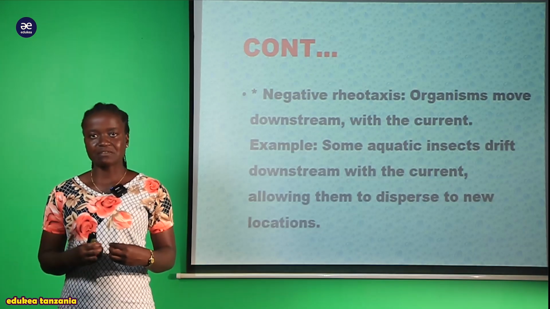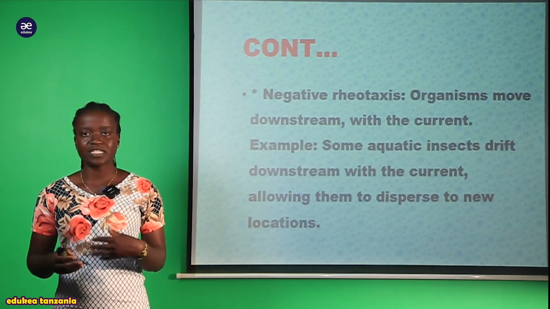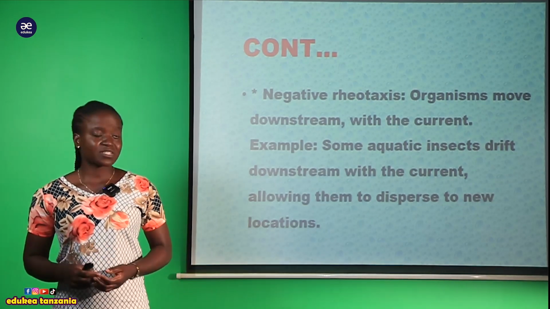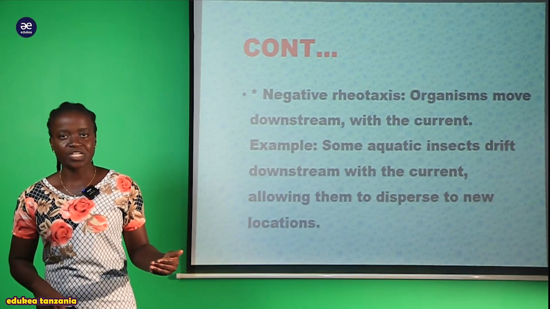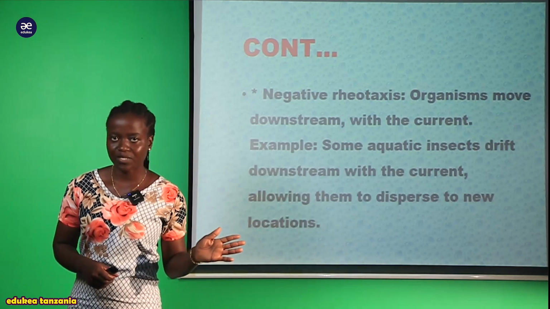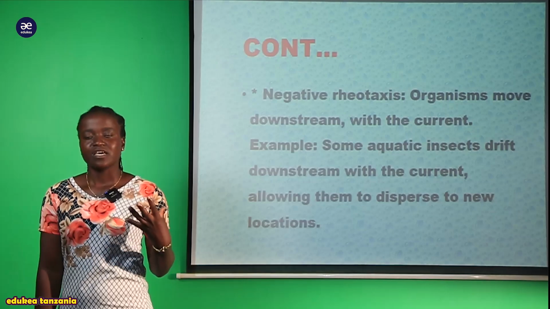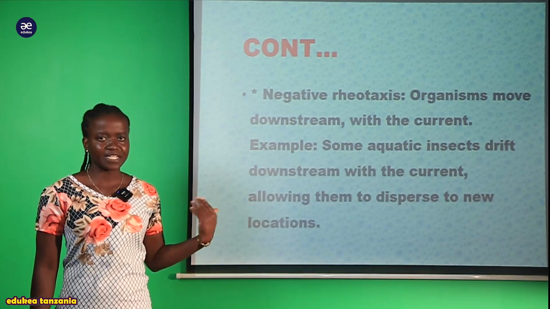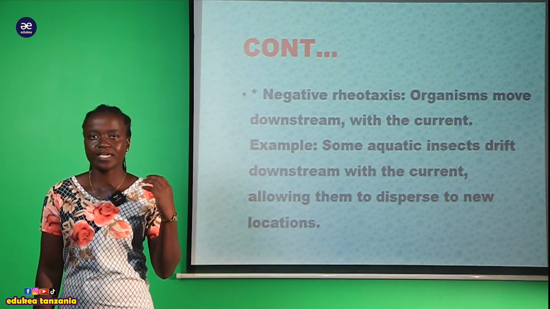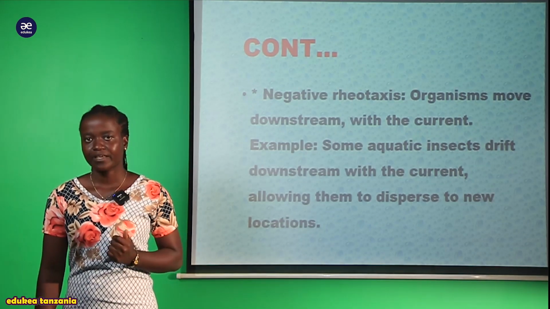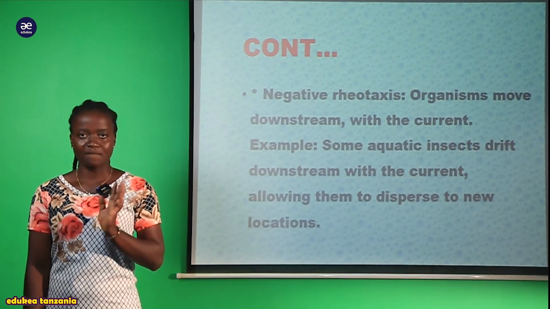So those organisms tend to move away from the water current, meaning from the waves, so that it cannot harm them. So those organisms which we call aquatic insects move away from the region where there is a water current. And when we are talking about water current, that is the region where there are waves or tides. So these organisms tend to move away from the region where there is a high water current. So those are the types of tactic movement.